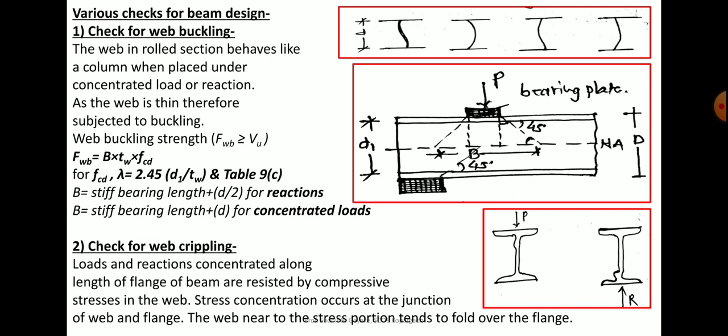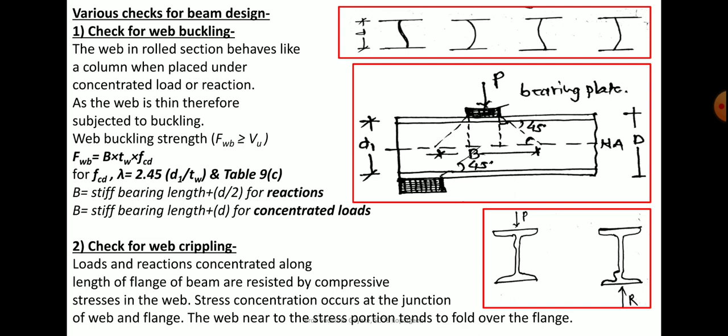As for concentrated load, dispersion is along both the sides. This is the first check required. Now in case of the second check, check for web crippling. Loads and reactions concentrated along a length of flange of the beam are resisted by compressive stresses in the web.